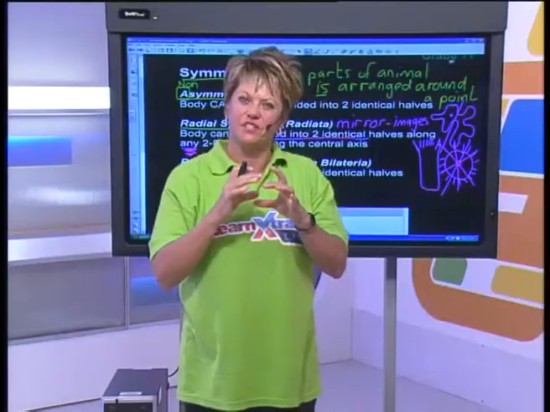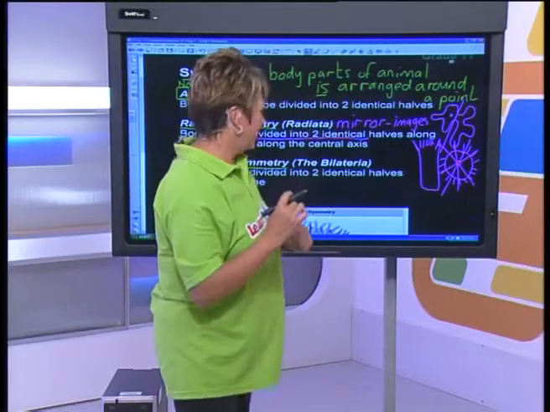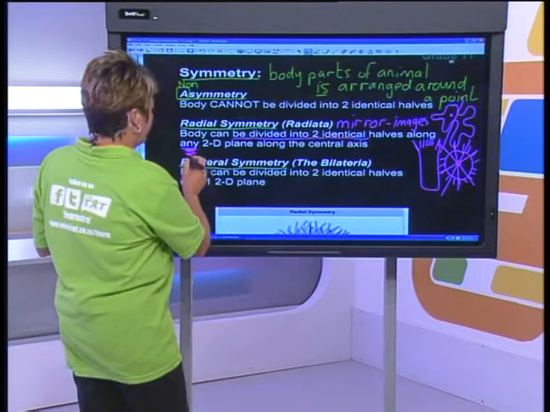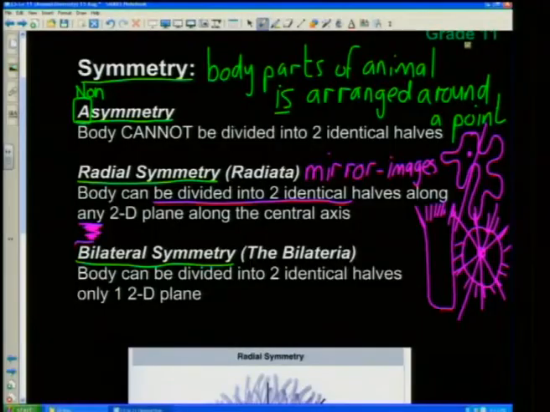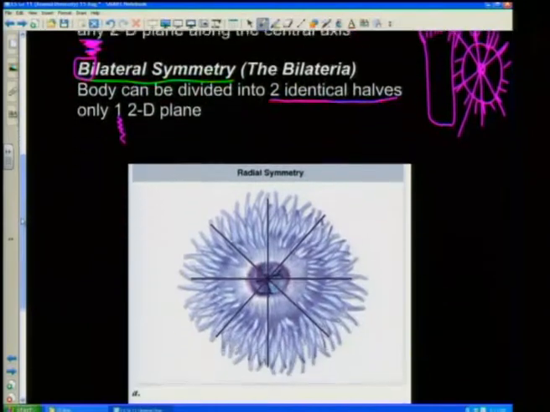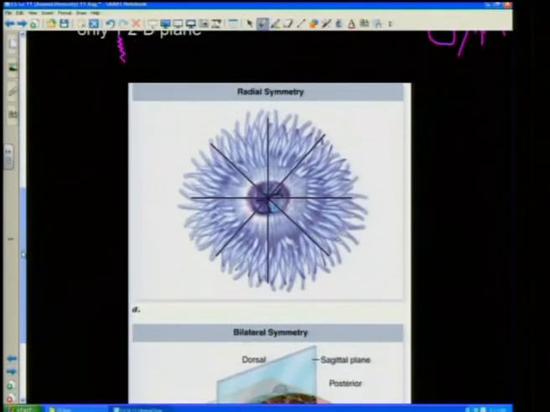Think of a radius of a circle. Okay, radial symmetry. The other one is bilateral symmetry. Bilateral, what does the word mean? Bi means two. Lateral means sides. The body can be divided into two identical halves once again, but only in one 2D plane. Now I've got a diagram here to show you the two symmetries.